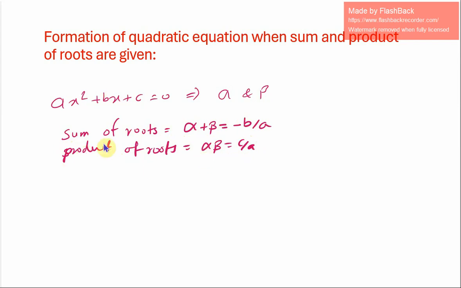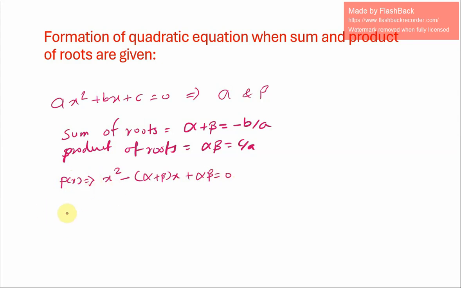So if these values are given, how can we find the quadratic equation? We can find the quadratic equation using the formula as we studied in the polynomials. It is equal to x square minus (alpha plus beta) x plus alpha beta equals 0.